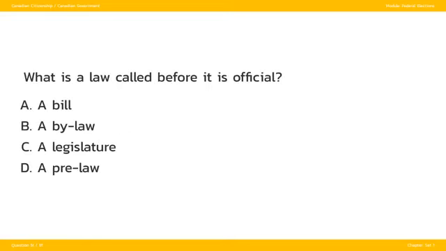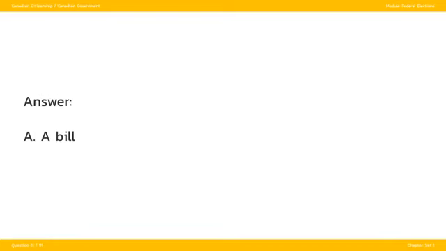What is a law called before it is official? A. A bill. B. A bylaw. C. A legislature. D. A pre-law. The answer is A. A bill.